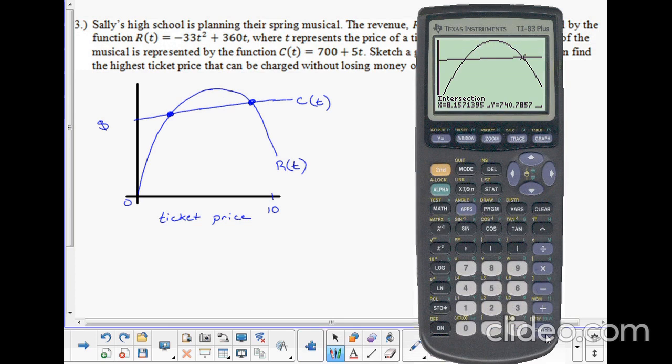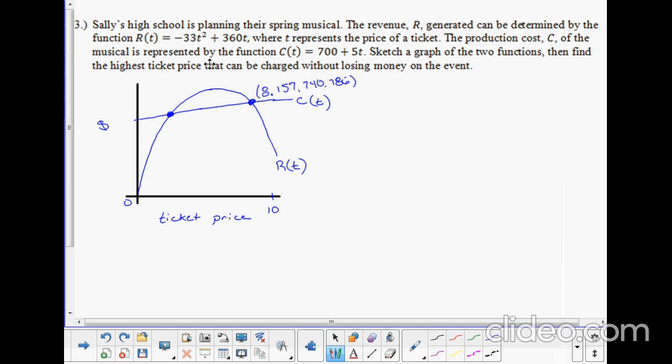So we're going to go ahead and round this. The ticket price is the x-axis, so 8.157, and I'll write it as 8.157 and come back to that in just a second. Then the y-axis would be 740.786, and I'll come back to that. So it says find the highest ticket price that can be charged without losing money on the event. So this point right here is 8.1571, and it goes on further.